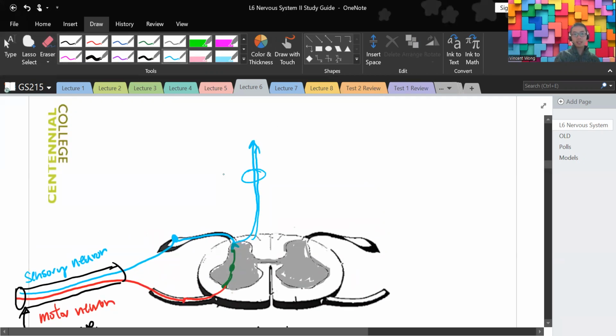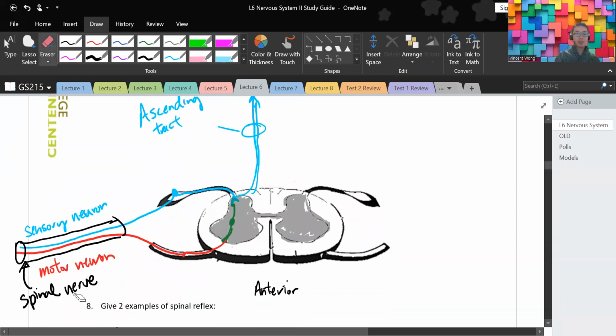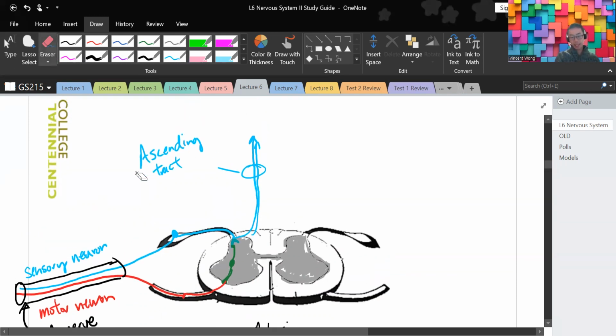Okay, so this here is called the ascending track. Okay, remember, a track is essentially the same thing as a nerve. Nerve is a bundle of axon in the PNS, whereas a bundle of axon in the CNS, in the spinal cord, it's now called track. And this track, it's going up. That's why it's called the ascending track. And it carries sensory information to the brain.